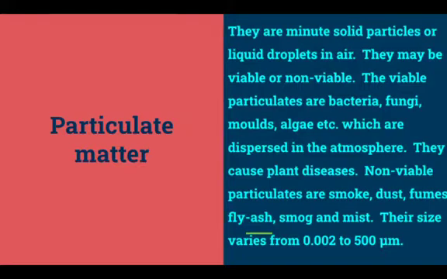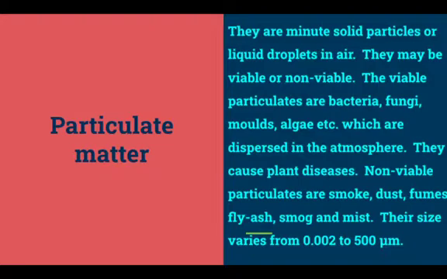Particulate pollutants are also called aerosols. They are minute solid particles or liquid droplets present in air. They may be either viable or non-viable. That means they can be either living or non-living. The viable particulates are bacteria, fungi, molds, algae, etc., which are dispersed in the atmosphere and they can cause plant diseases, whereas non-viable particulates are smoke, dust, fumes, fly ash, smog, and mist, and their size varies in the range 0.002 to 500 micrometer.